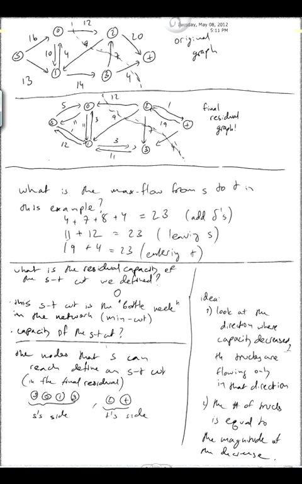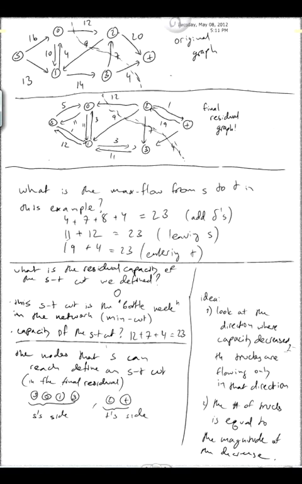So this is the cut in the original network. The capacity of the cut is just the sum of the capacities of the edges that start in S's side and go to T's side. So that would be 12 for this edge right here, plus 7 for this edge right here, plus 4 for this edge from 3 to T, which gives us a total of 23. We should be very happy about that because the capacity of the minimum cut is exactly equal to the maximum flow value.